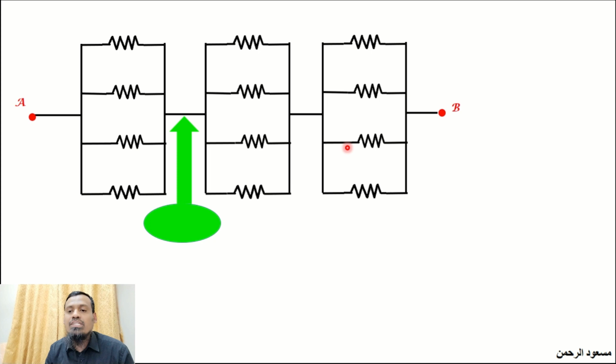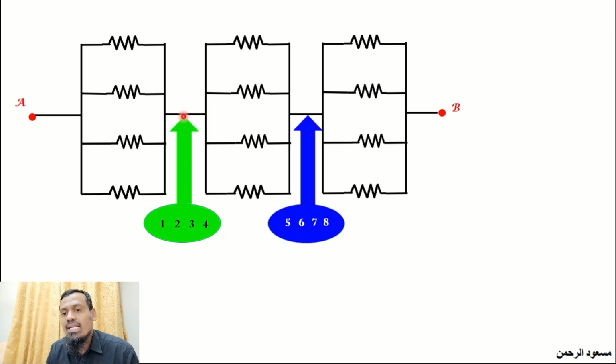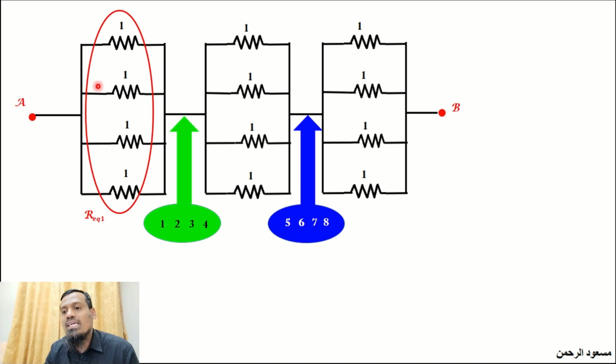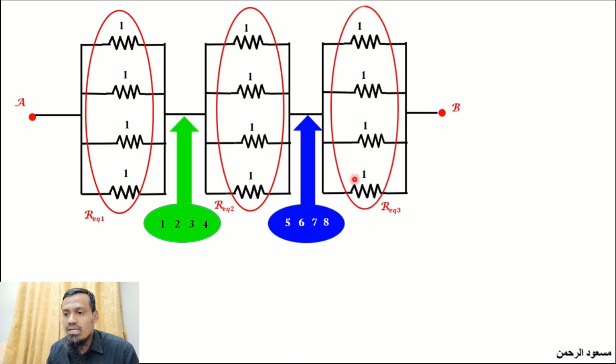The points 1, 2, 3, 4 are merged together as they have equal potentials. Similarly, the points 5, 6, 7, 8 are merged together as they are at equal potential. There is no potential difference between the points, so they are merged together. Now in the simple network, as I said, 4 resistances are connected in parallel, and like that we have 3 groups of resistances. So now we can group these 4 resistances to be R equivalent 1, these 4 resistances to be R equivalent 2, and these 4 resistances to be R equivalent 3.